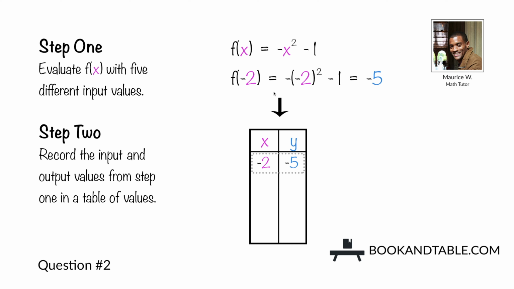f of negative 2: negative 2 squared would be positive 4. And negative 1 times 4 would give us negative 4 here. And negative 4 minus 1 is equal to negative 5. So the input is negative 2 and the output is negative 5. f of negative 1 would be equal to negative 1 squared, which would be 1. And negative 1 times 1 would give us negative 1 here. And negative 1 minus 1 would be equal to negative 2. So the input is negative 1 and the output is negative 2.